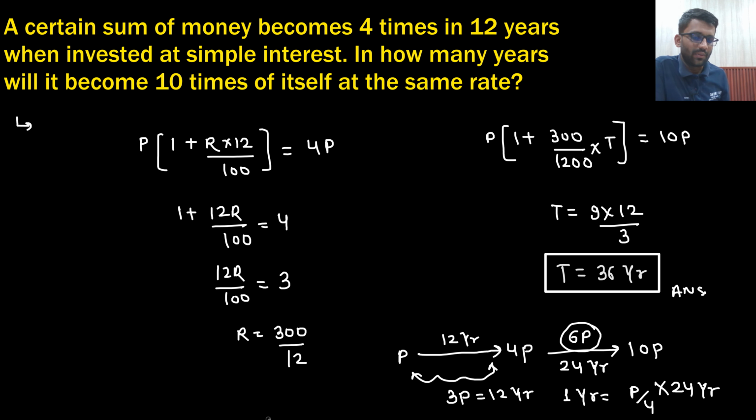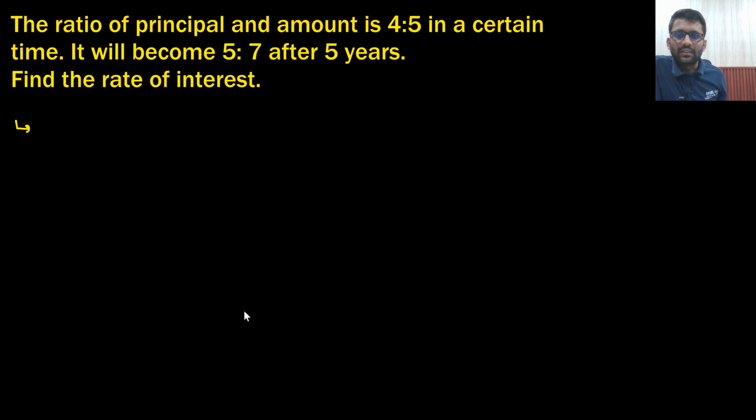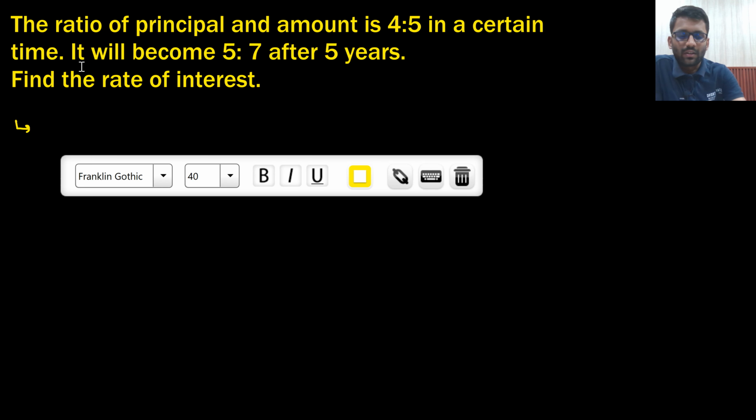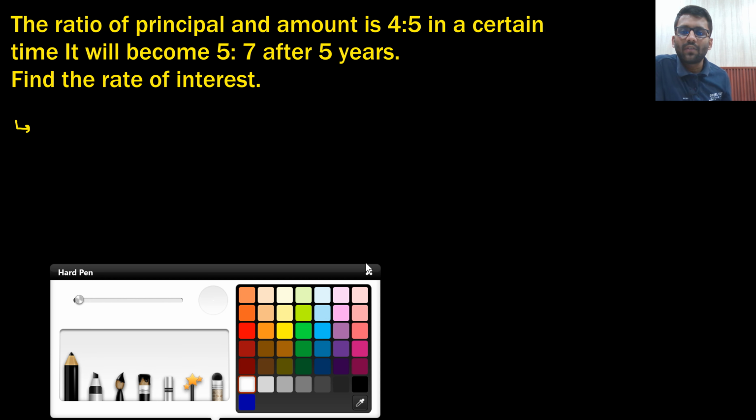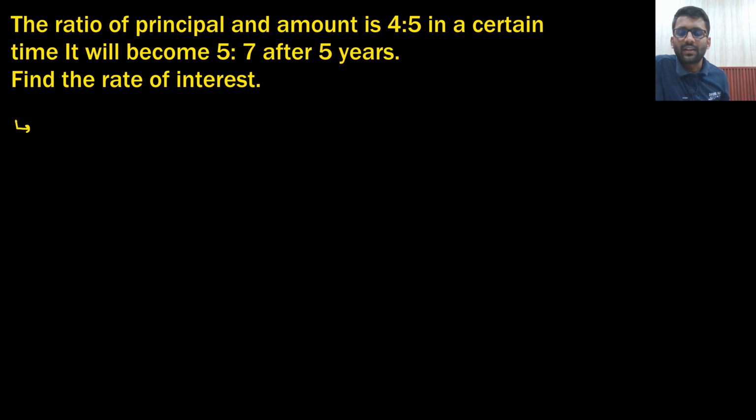Right? So this is the intuition. That's how you could have solved, and these are the equations. Let's see the next one. The ratio of principal and amount is 4:5 in a certain time. In a certain time it will become 5:7 after 5 years. Find the interest rate.